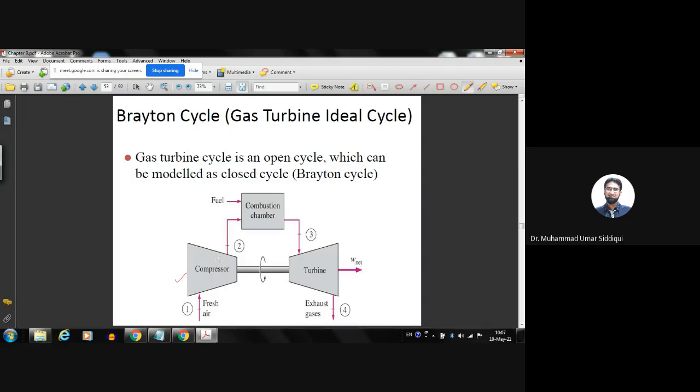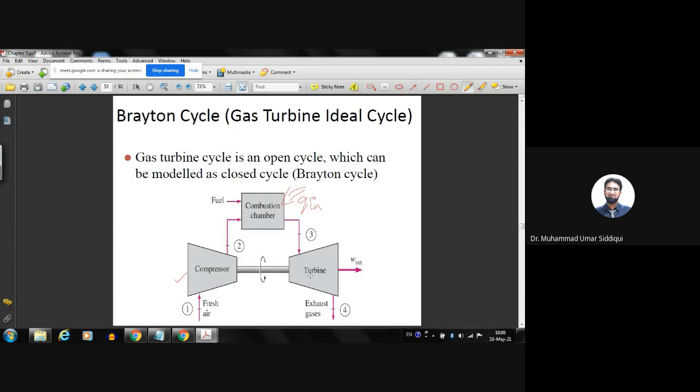Once the air is compressed, it enters into the combustion chamber. In the combustion chamber, it is mixed with the fuel, and then the combustion occurs. So basically, this is the heat addition process, the process where we supply Q in. Then from the combustion chamber, this hot pressurized air enters into the turbine, and the turbine goes through the expansion process.